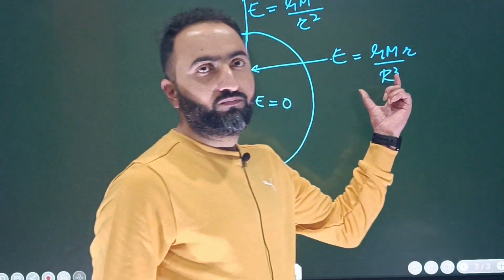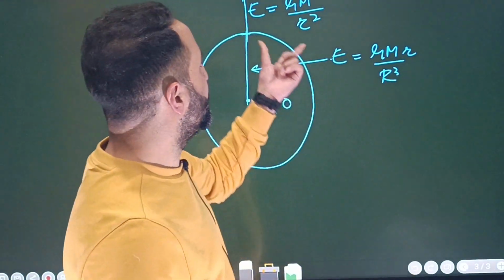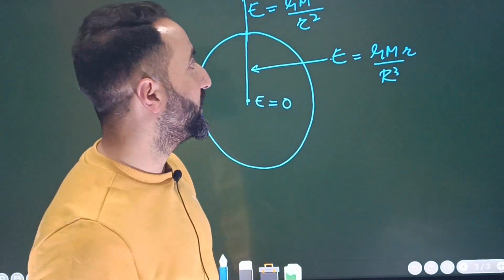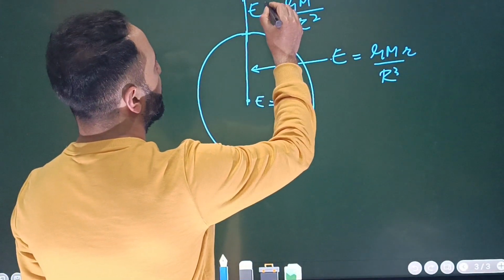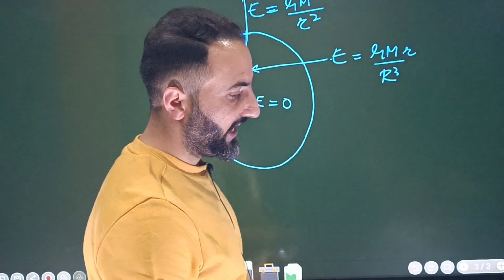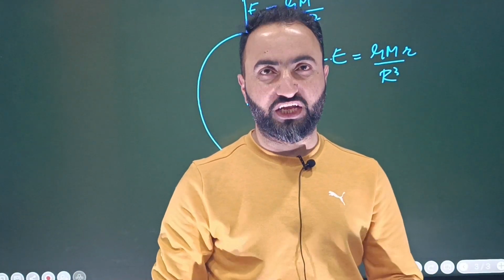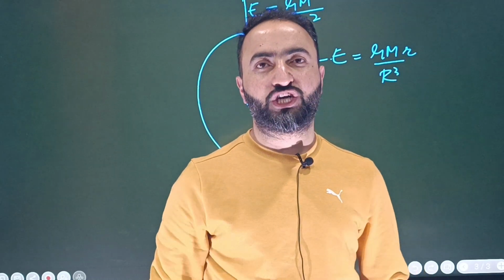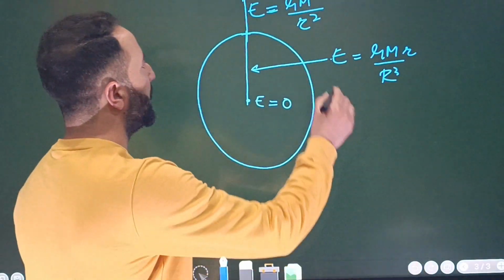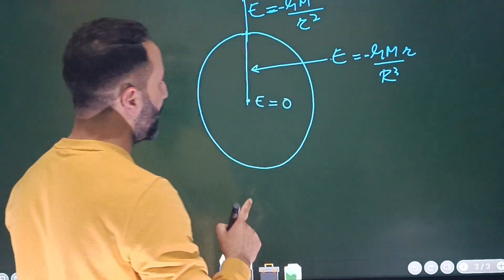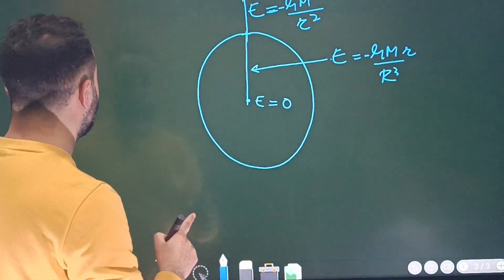ये r cube. आप ऐसे भी याद रख सकते हो बेटा. That means this equation must be dimensionally correct. It must be dimensionally correct. ठीक है ना बेटा? But by convention we are taking, since this gravitational force is always attractive in nature, so the gravitational field will always be directed radially inwards. Hence, by convention we always take it negative. All right. So that means this gravitational field is negative and this also negative. ठीक है ना बेटा?